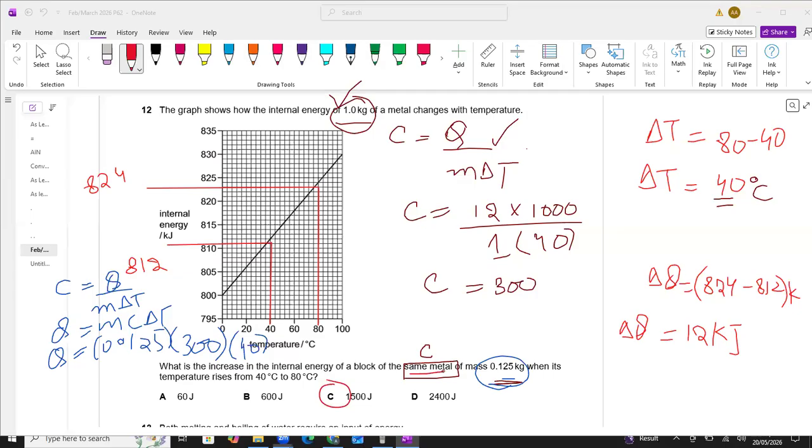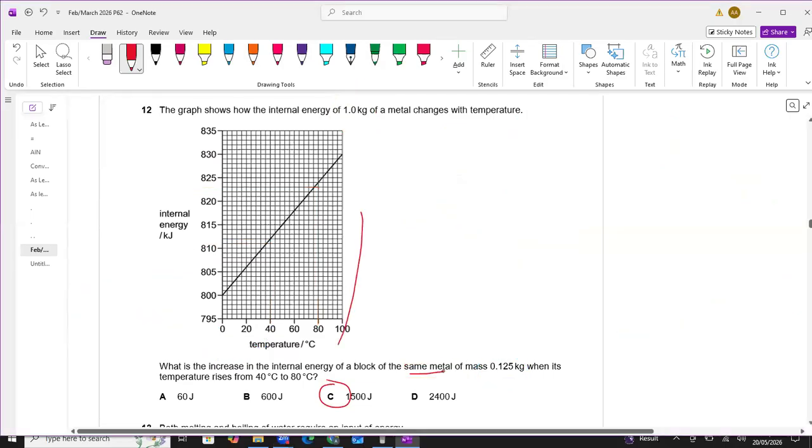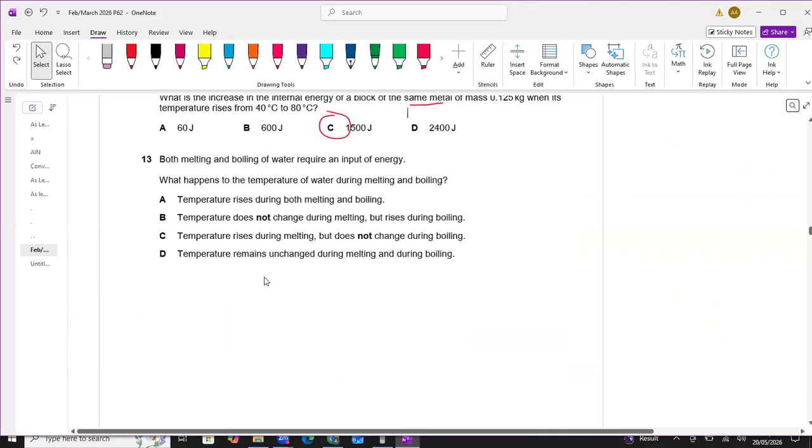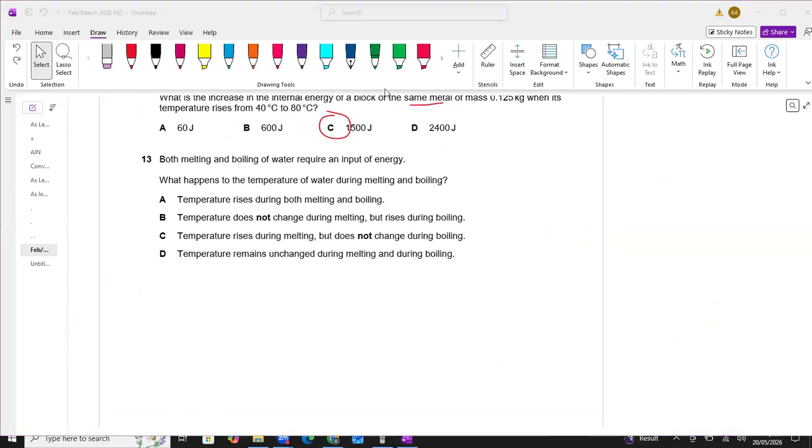All right, now I'm moving towards the next question. We have done question number 12. Now I'm moving to question number 13. In question number 13, they are saying both melting and boiling water require an input of energy. Obviously, when the ice is melting, it will absorb energy from the atmosphere and be converted into the liquid state. And when the water is boiling, we need to give energy to the water so the water will boil. What happened to the temperature of the water during melting and boiling?